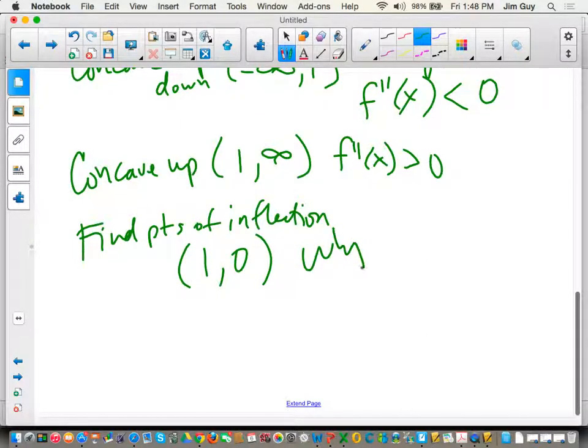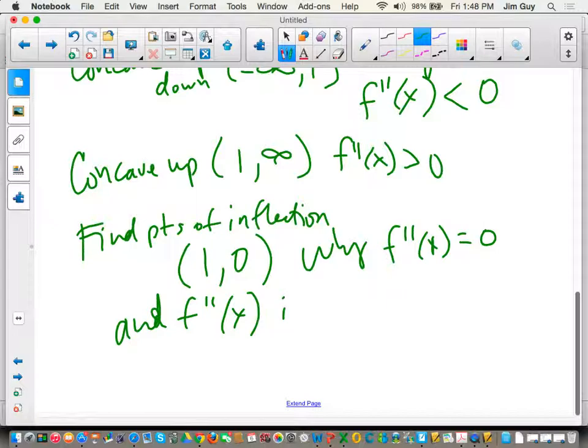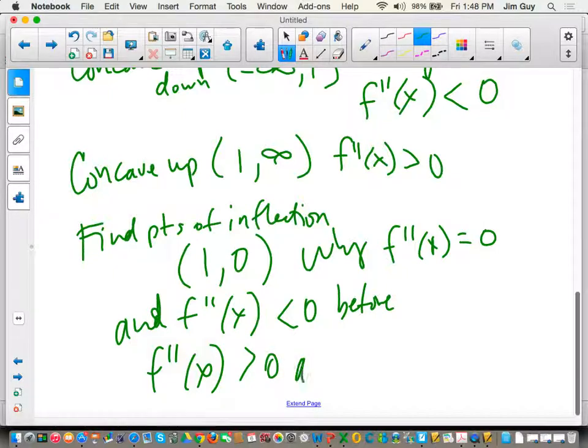Why? Between the two concaves, it changes concavity, right? So you can say that it changed concavity there, or you can say because f double prime of 1 equals 0, and f double prime of x is less than 0 before, it was down right before, and f double prime of x is greater than 0 after.